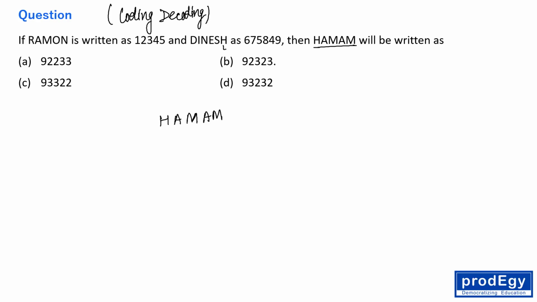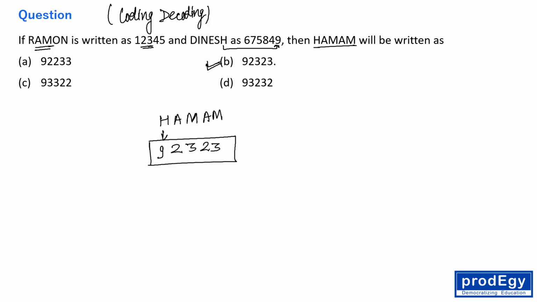So H is coded as 9. Put 9 over here. AM is 2, 3, right? So 2, 3, 2, 3. I mean the corresponding digit has been taken as the code, right everyone? This is a very simple question. The corresponding digit has been taken as the code. That's it.